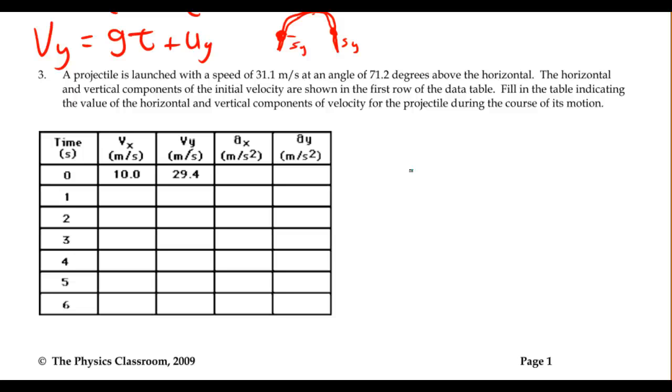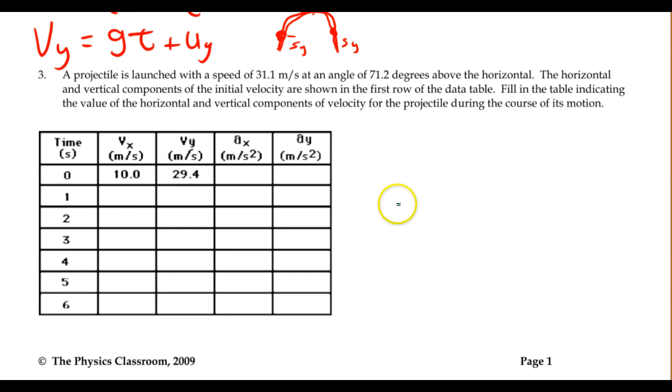They've already given us the x and y components, so they took 31.1 and multiplied by the cosine of 71.2 degrees to get 10 meters per second in the horizontal, Vx. And then they took 31.1 and multiplied by the sine of 71.2 degrees to get the Vy of 29.4.